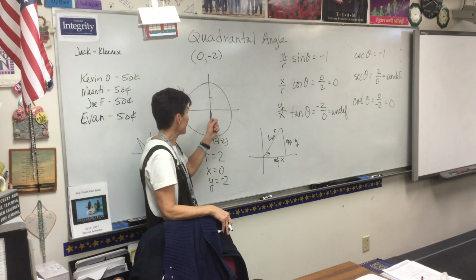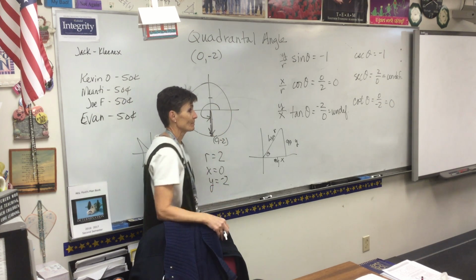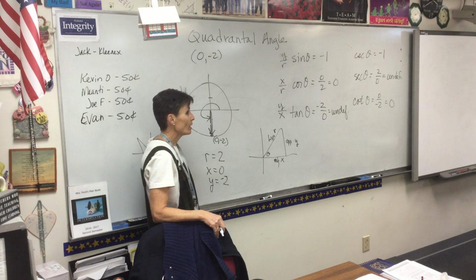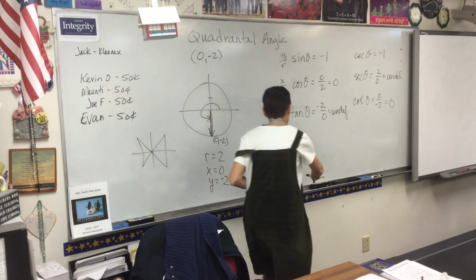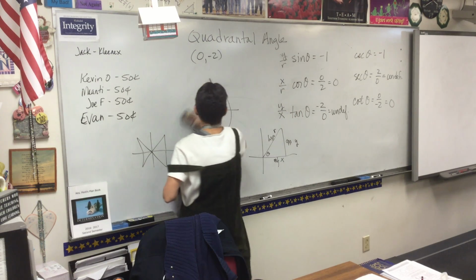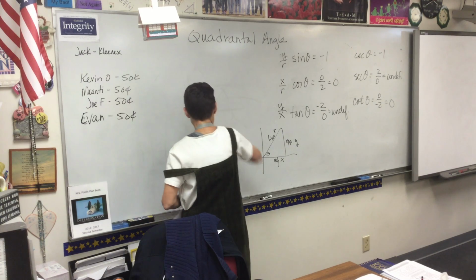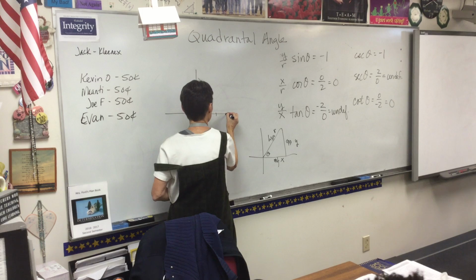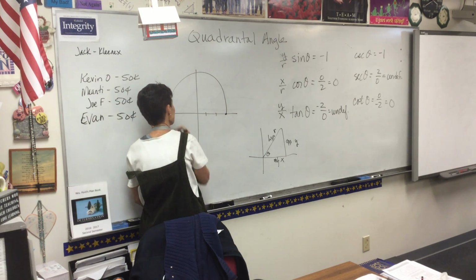By the way, how big would this angle be? 270 degrees. That's a 270-degree angle. All right, let's do the next one. (3, 0). Is (3, 0) another quadrantal angle? Yes. So I'm going to draw my circle.